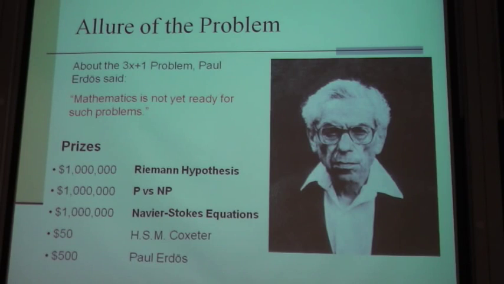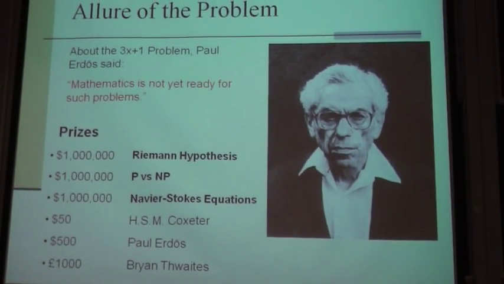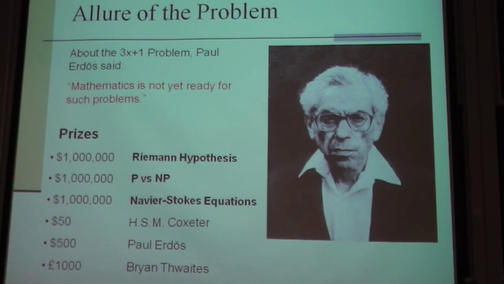English offered $500 himself, and remember Sir Brian Thwaites, he offered 1,000 British pounds. Now, the first two have passed away, and I'm guessing the third one has by now, so there might not even be any money. I think Ron Graham has. Ron Graham said a long time ago he would honor Paul Erdős's, but I don't even know if he still does that. So don't hold your breath. Okay.